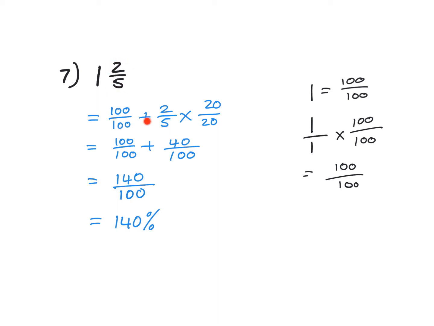My 2/5 I'm going to add, and I'm going to convert my 2/5 to a denominator of 100. So I'm going to multiply 5 by 20 to give me the 100, and the 2 by the 20 to give me the 40. And now I have two fractions with the same denominator, so I can simply add my numerators. So that's 140 over 100. And as we've been doing in the past, any number over 100 we can simplify down to writing it as a whole number, which is 140, and don't forget our percentage.